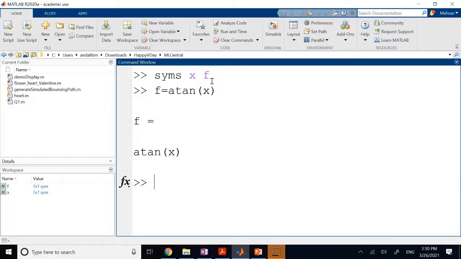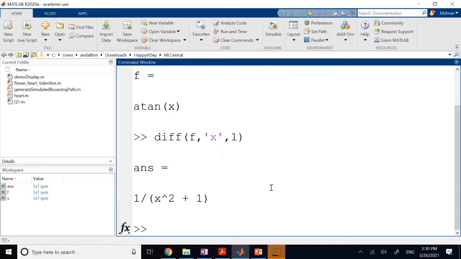Now you want to take a derivative of this function, the first derivative. So what do you say? You say diff. The command to differentiate analytically is called diff. Diff f with respect to x. And you can even provide the number of derivatives. How many times? One time. Provide derivative of f with respect to x one time. And there we go. What is it? The derivative of arctangent is 1 over x squared plus 1.